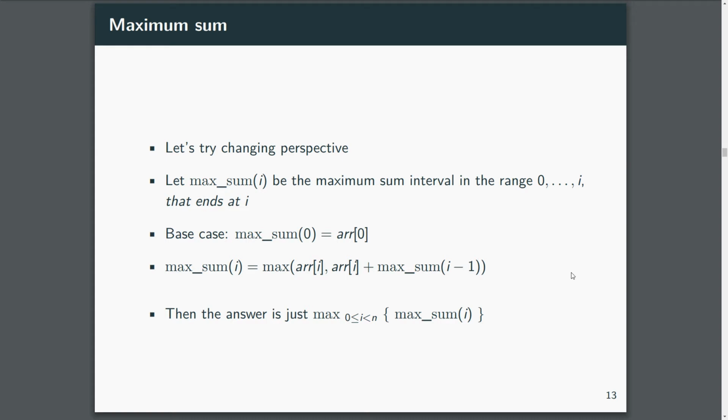Okay, so then we have the max interval, which ends at index I, for all indices in the array. And then to find the answer, we just have to go through all the indices and take the maximum of all the outputs here.